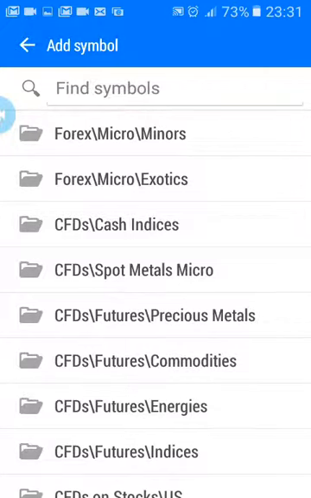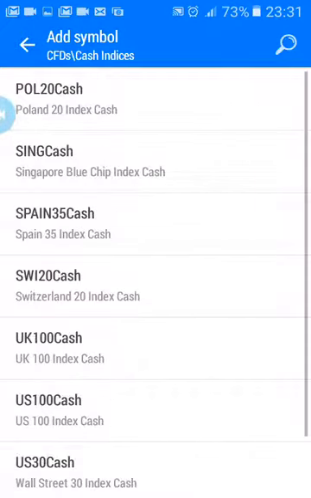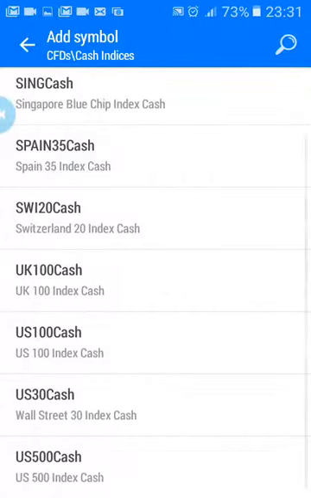Okay, let's get out of here. Let's go to CFDs and cash indices. You also press the folder, and it will open those indices for you. You will have the Poland 20 index cash. You will have the Singapore blue chip index cash. You will have the Spain 35 index cash. You will have the Switzerland 20 index cash.